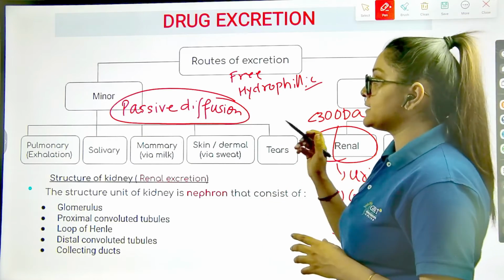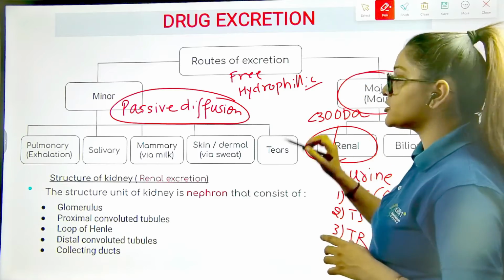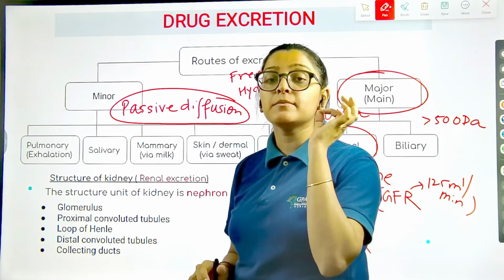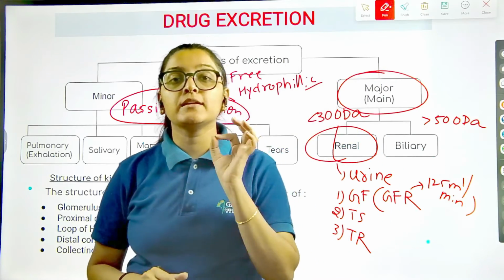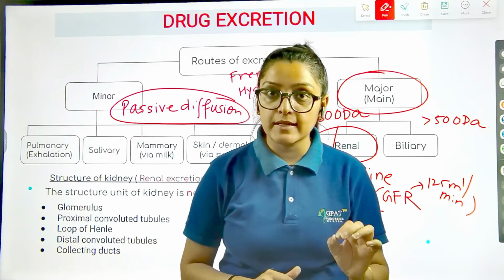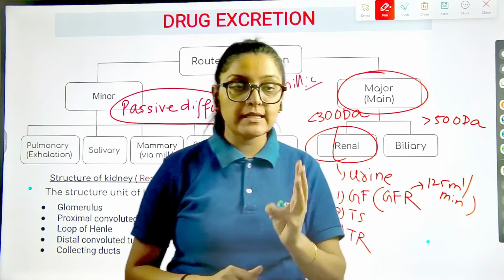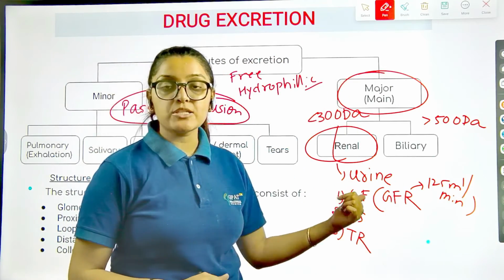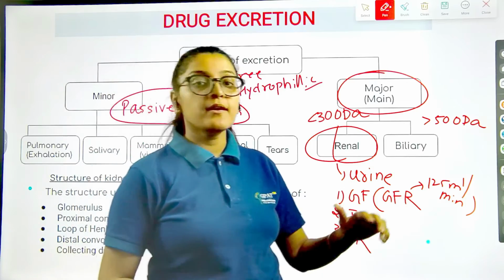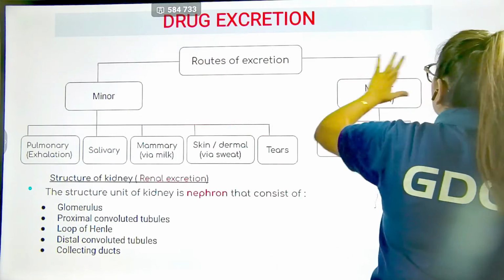By far, the major organ is the kidneys, and the main function is performed by the urine that is formed in the kidneys by the nephron, with three steps: glomerular filtration, tubular secretion and tubular reabsorption.